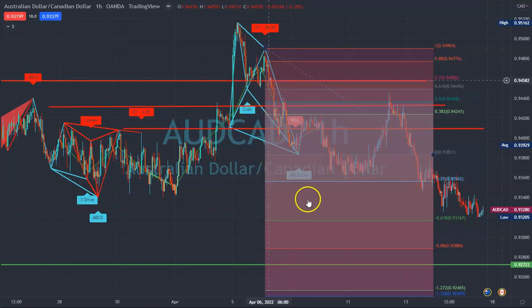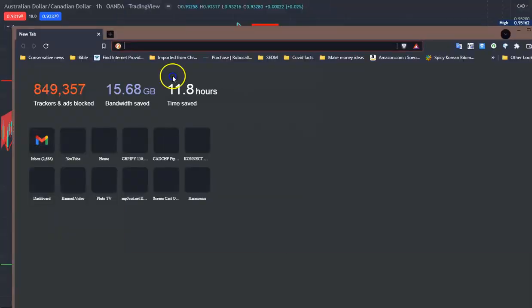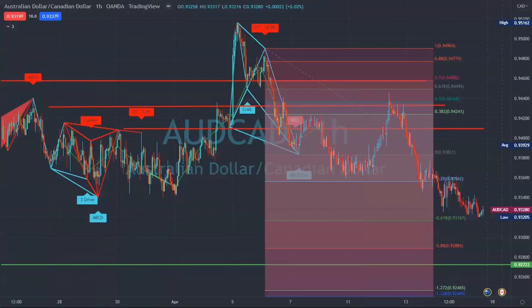So, you're taking your Fibonacci, you're drawing it from top to bottom. Oops. I want to, let me bring up my data sheet. Bring up the records on the other screen so I can see what is what.